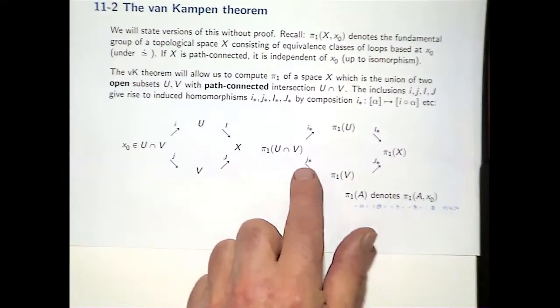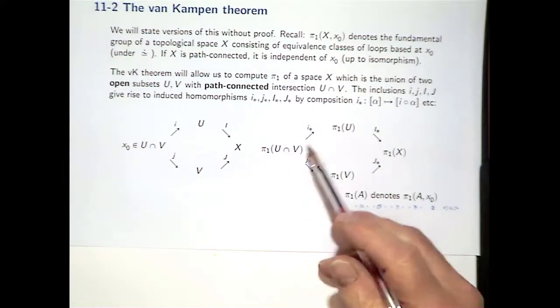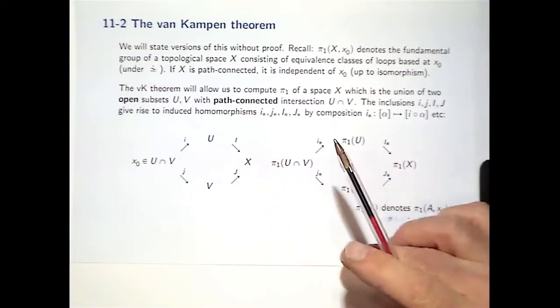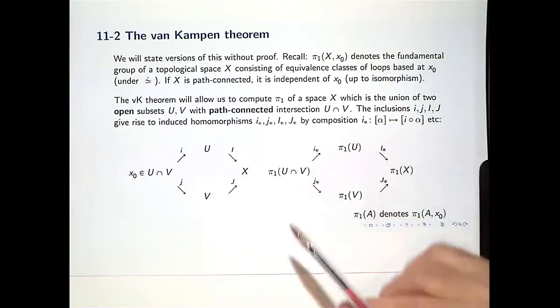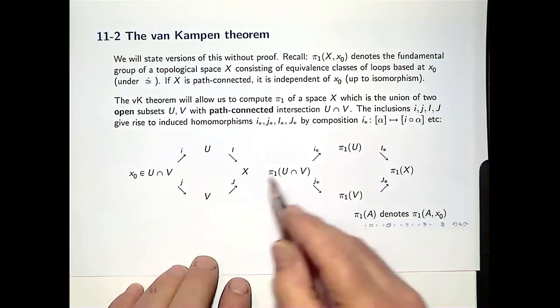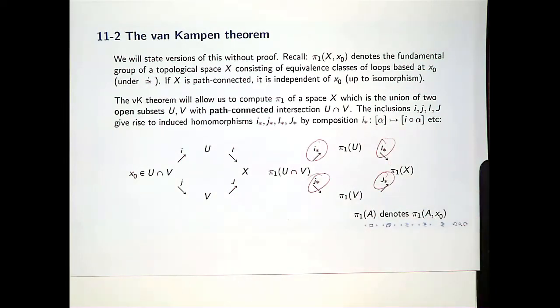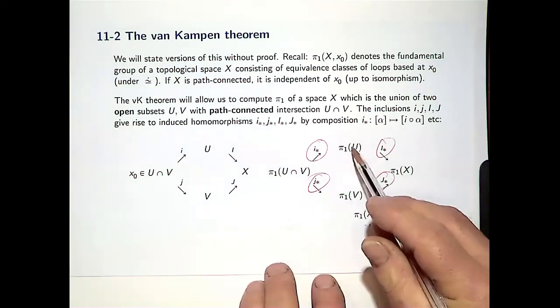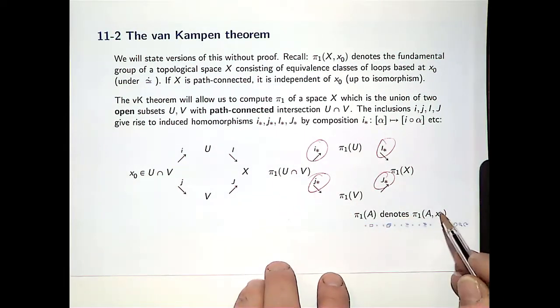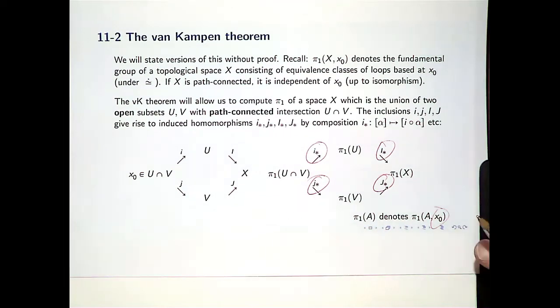Anyway, here's basically the same slide, except that I've just drawn in all the induced maps. I'm probably not going to use them explicitly, but these inclusions give rise to these induced homomorphisms if we need them. And here I haven't bothered to write the base point, but I'm assuming that the fundamental groups are taken with that base point we've chosen in the intersection.